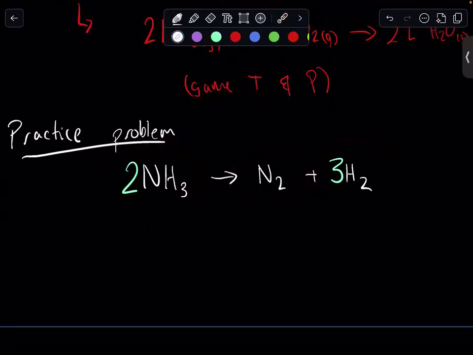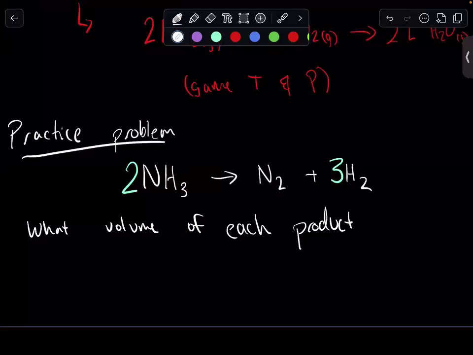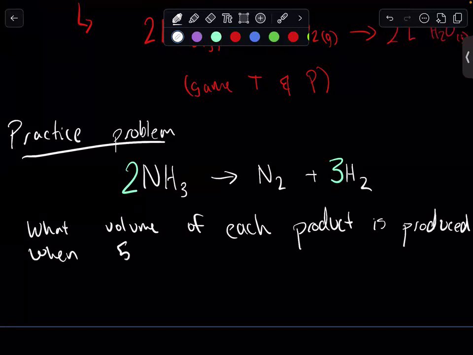So in our practice problem, we might be given a prompt of what volume of each product is produced when 5.00 decimeters cubed of ammonia decomposes, and ammonia being NH3.